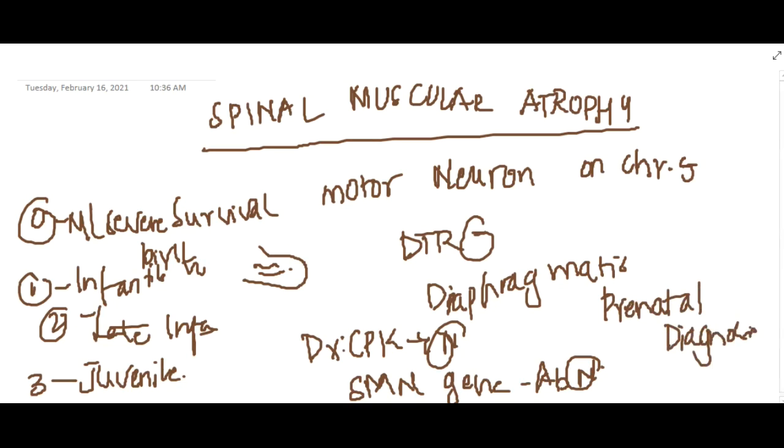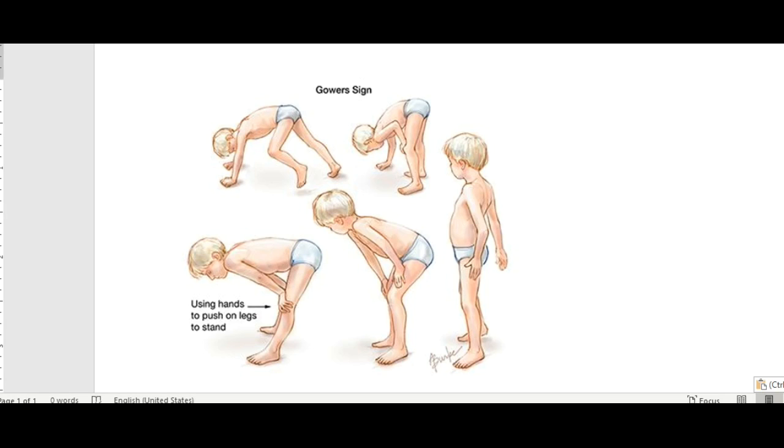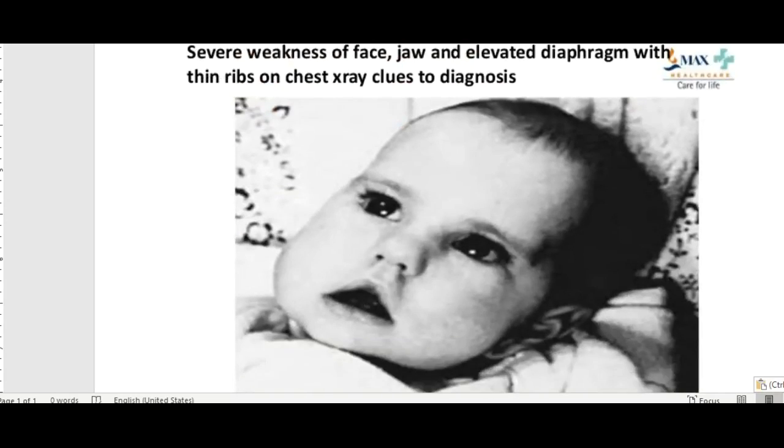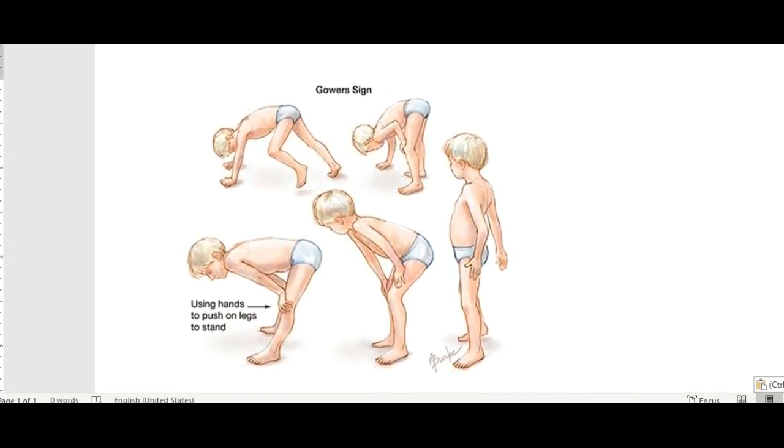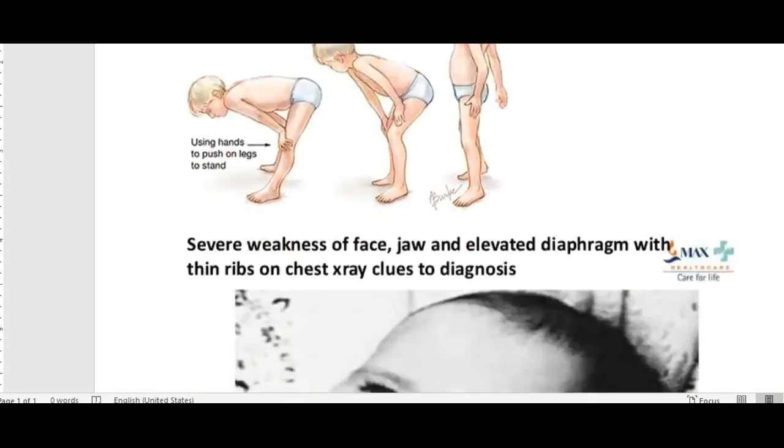So just a minute. This is the picture showing the Gower sign, where the child uses the hands to push the legs. This is seen in Duchenne's muscular dystrophy.